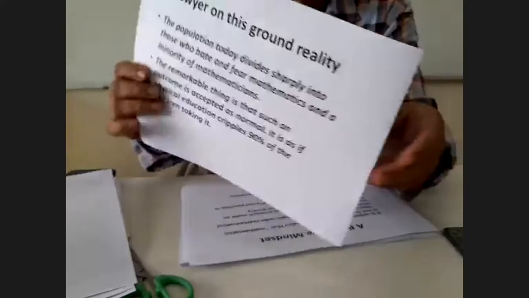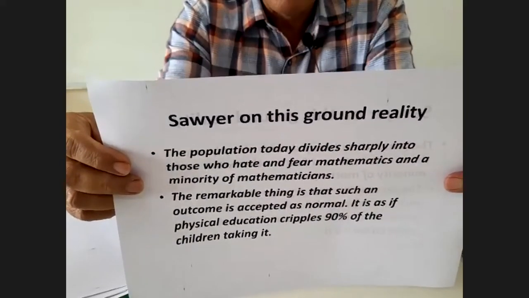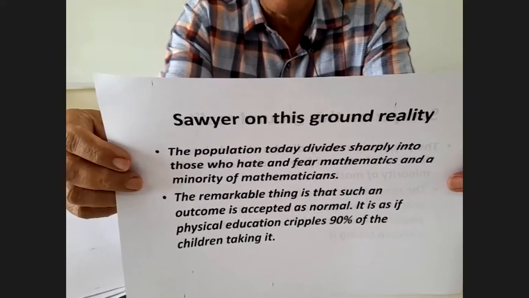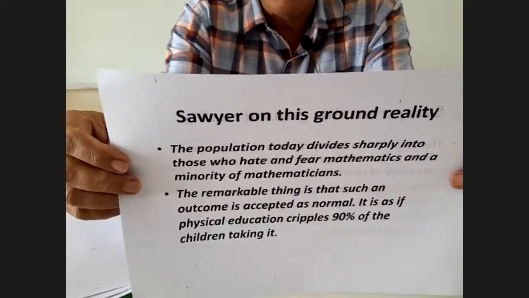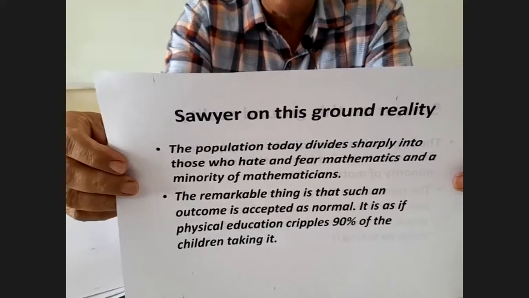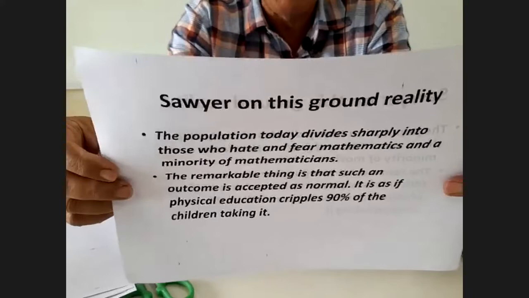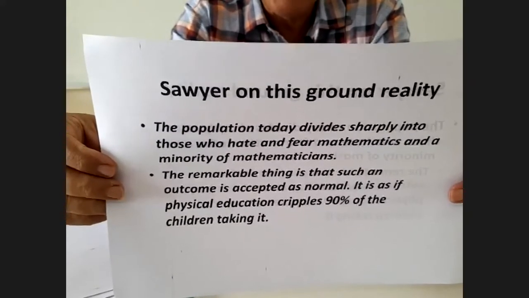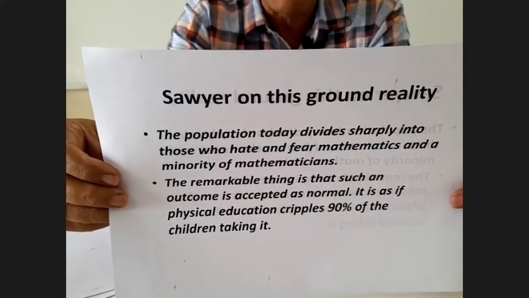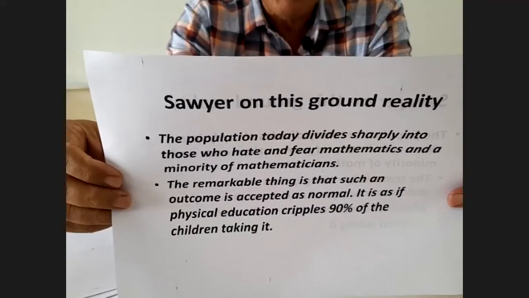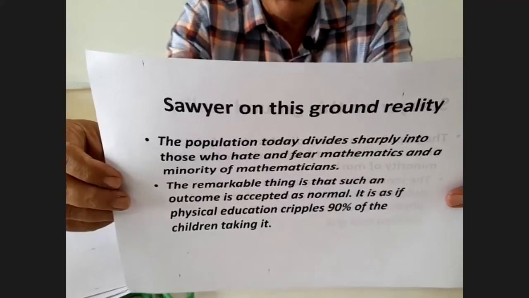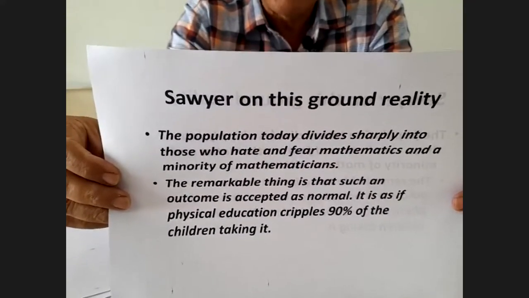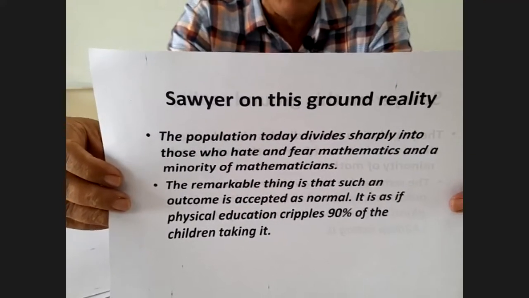On this ground reality, this is what Sawyer has to say. He says, the population today divides sharply into those who hate and fear mathematics and a minority of mathematicians. Those who hate and fear, obviously, by implication, are in a majority. And the next sentence is very sharp. He says, the remarkable thing is that such an outcome is accepted as normal. We accept this as normal. It is as if physical education cripples 90% of the children taking it. These are rather strong words about mathematical education.